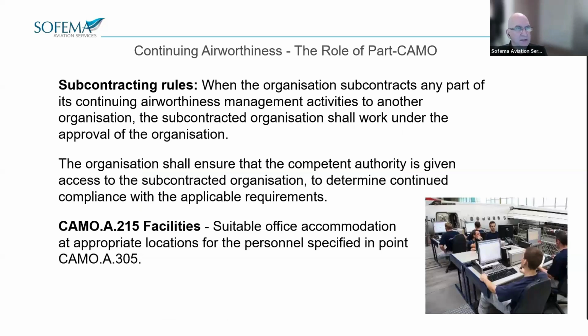So subcontracting can be carried out by the Part CAMO, but when the organisation subcontracts any part of its continuing airworthiness management activities to another organisation, that organisation shall work under the approval of the CAMO. So the Part CAMO organisation shall ensure that the competent authority, that's to say the National Airworthiness Authority that looks after compliance with regulations in the particular state, is given access to the subcontracted organisation to determine continued compliance with the applicable requirements.